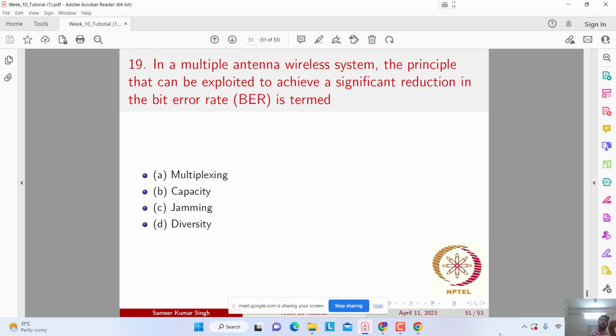Time domain. Examples of multiplexing are TDM, FDM, CDM. Capacity. Basically, what is the capacity? Suppose we are talking about 2G, 3G, or 4G.